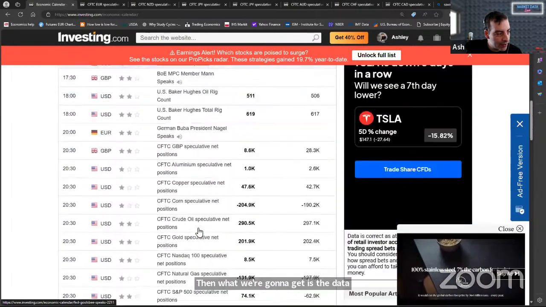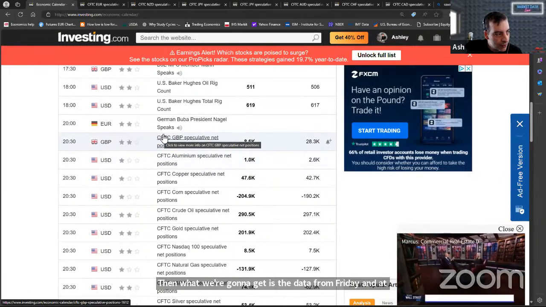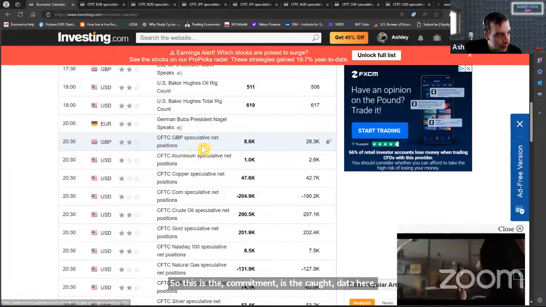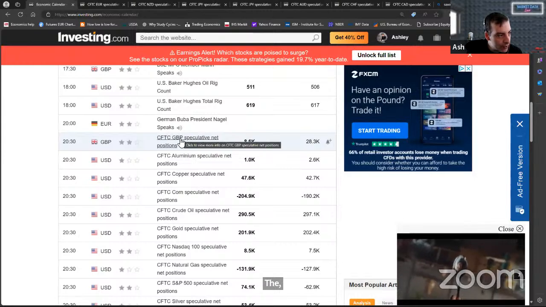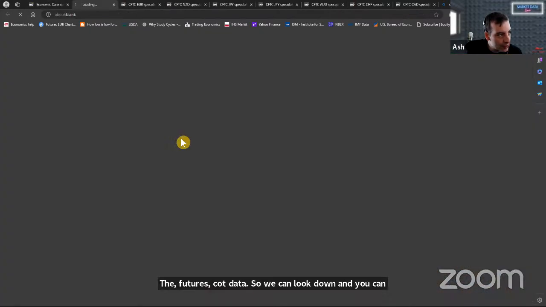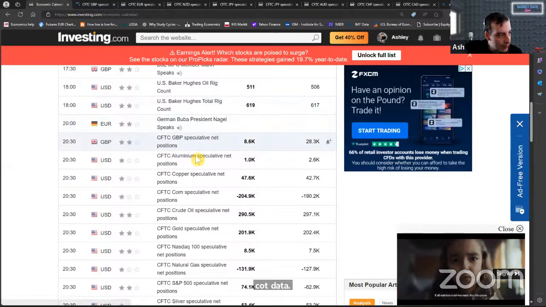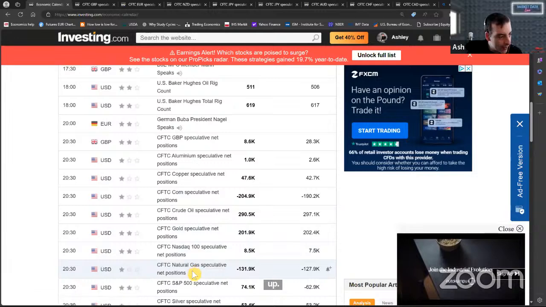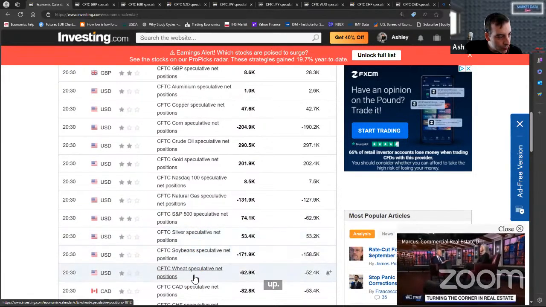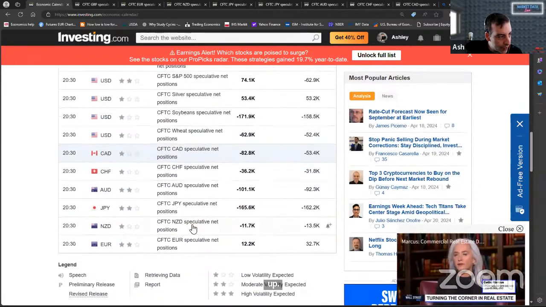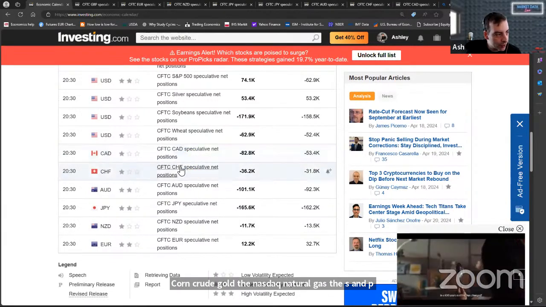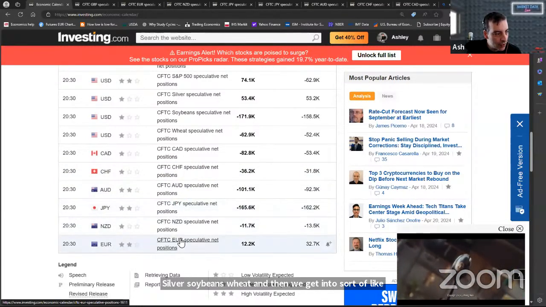At the very end, what you'll see is this CFTC. This is the commitment of traders, the COT data. The futures COT data. We can look down and you can see there's the pound, aluminium, copper, corn, crude, gold, the Nasdaq, natural gas, the S&P, silver, soybeans, wheat, and then a load of the other foreign exchange data. You've got the CAD, the Swissy, the Aussie, the yen, the Kiwi, and the euro.